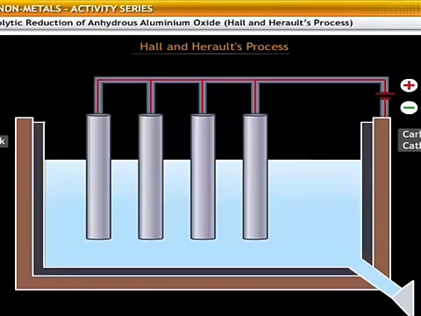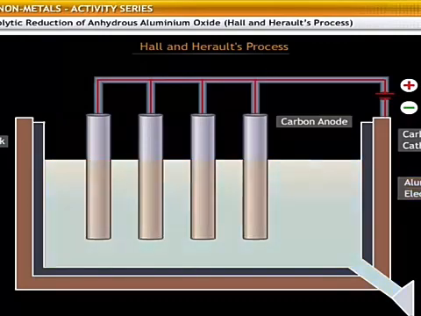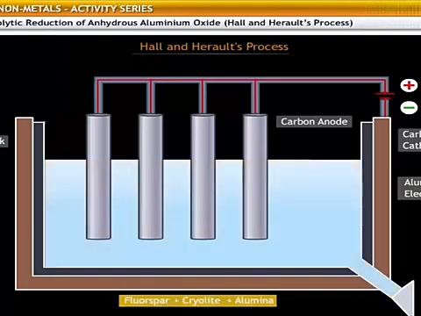A series of carbon rods that act as the anode. Alumina, Al2O3, as the electrolyte. Fluorspar and cryolite are mixed with the electrolyte to increase its electrical conductivity and decrease the fusion temperature.